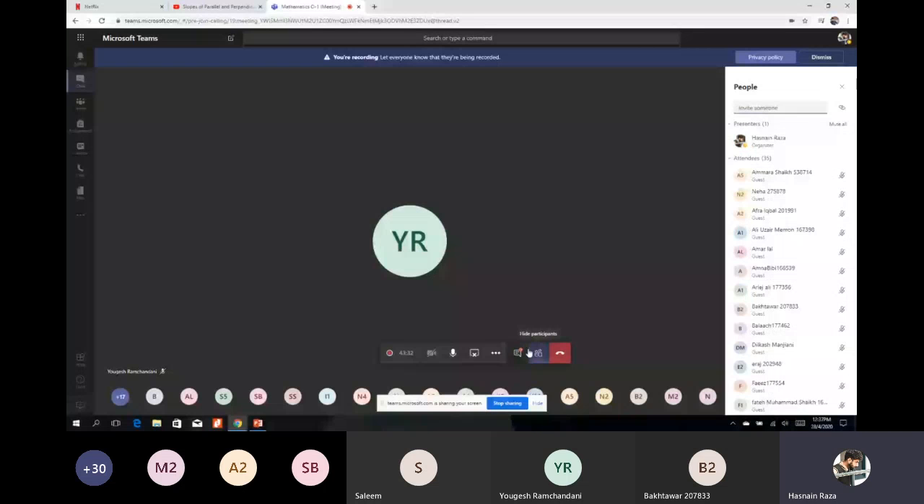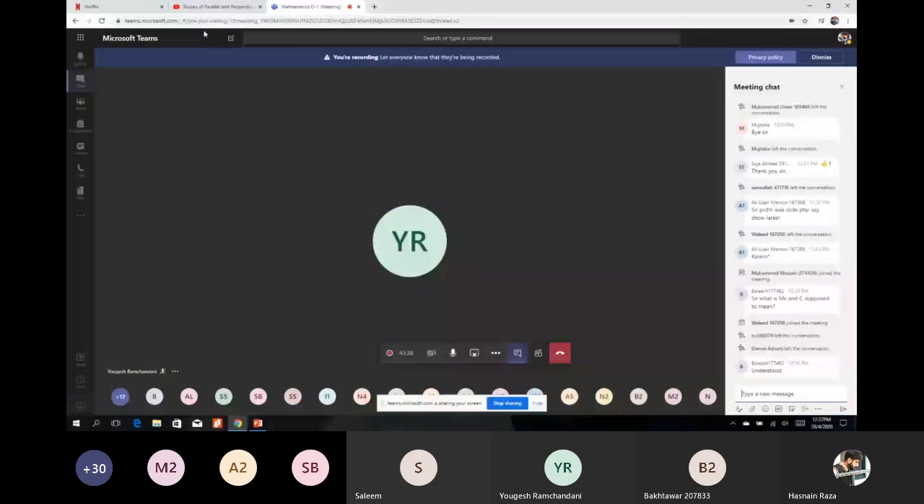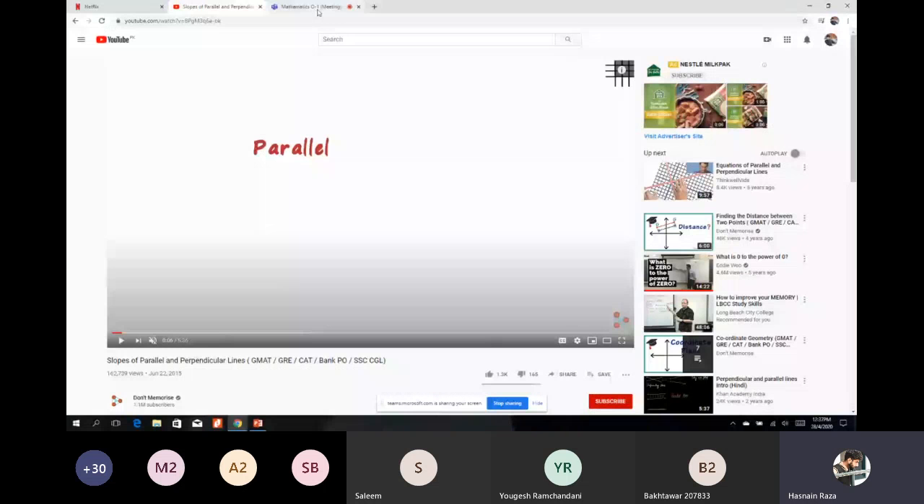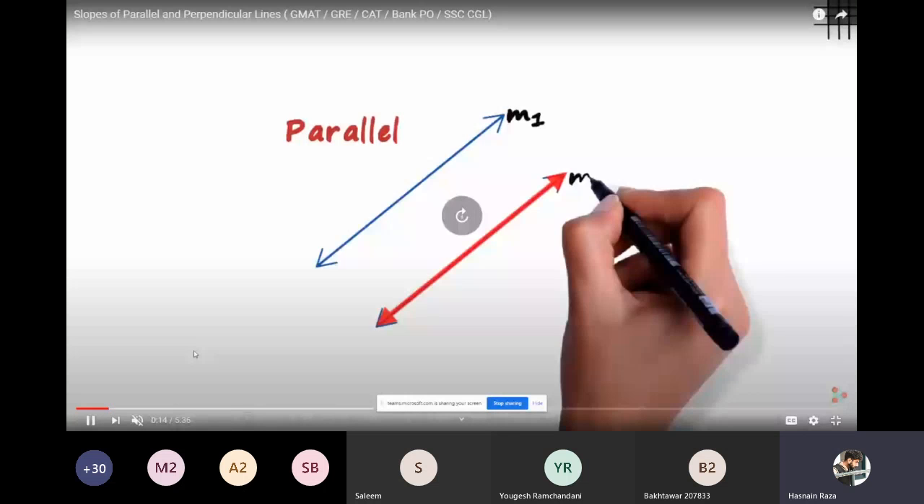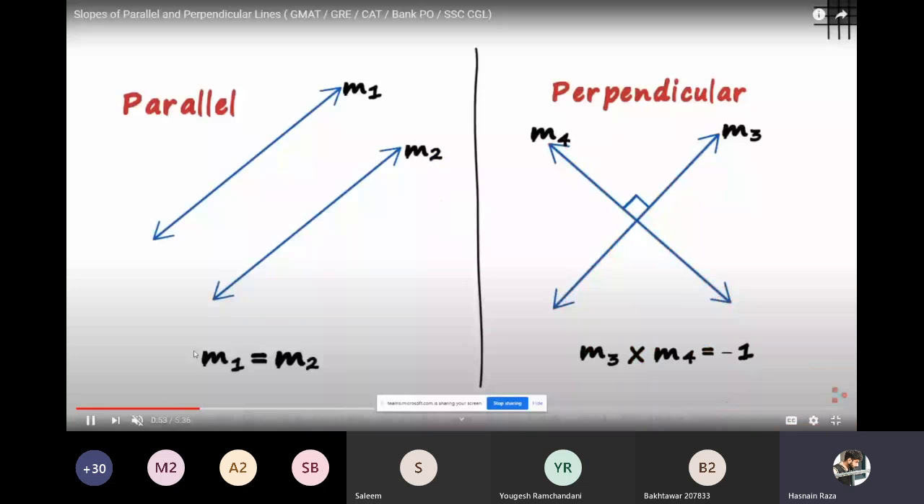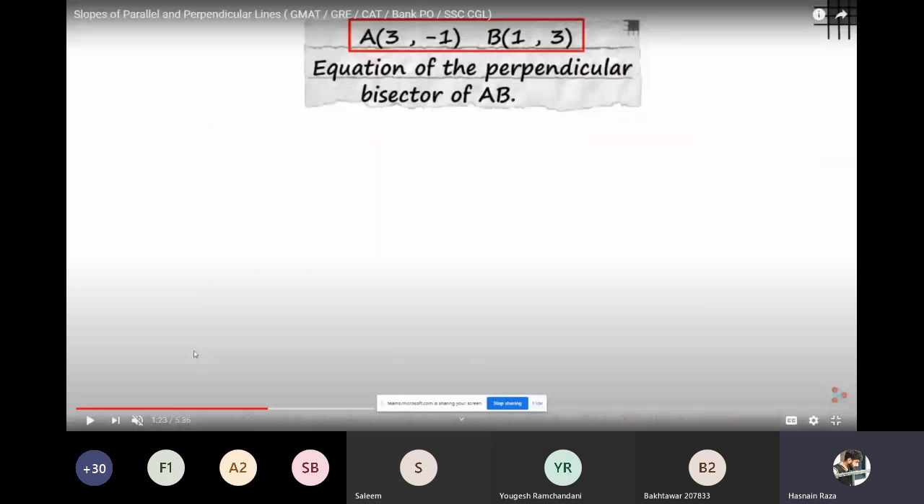Chalo. This was the video जहाँ से हमने ये क्वेश्चन उठाया था, ठीक है? So be careful. Two parallel lines, their slopes are always equal. Two perpendicular lines, the product of their slopes is always -1. We can change the subject to find any of the slopes. Then it was asked to find the equation of the perpendicular bisector of line AB. So let's see इसकी equation या इसके steps क्या.